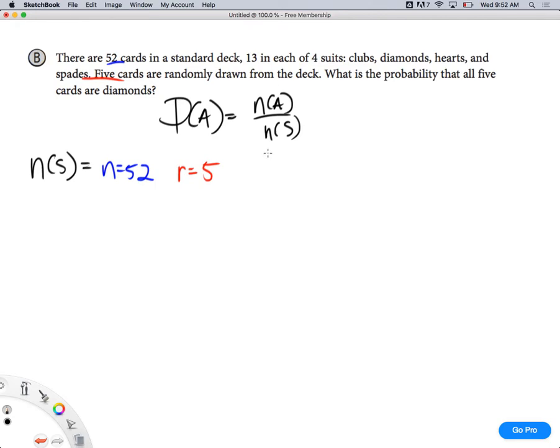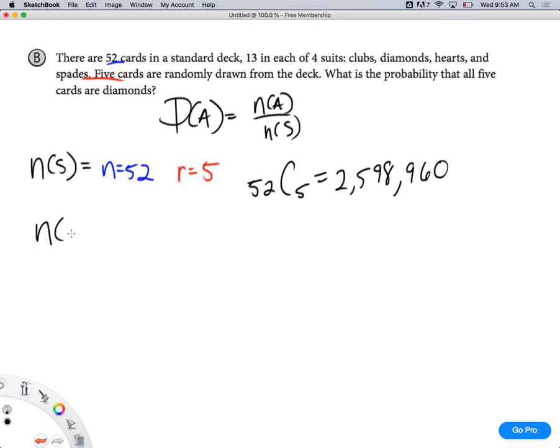Does the order matter? If I've got a hand of cards, does the order that I choose them in matter? No, I can shuffle them up in my hand. It doesn't matter. So it's 52C5. Plug that in my calculator. I get 2,598,960. Cool.